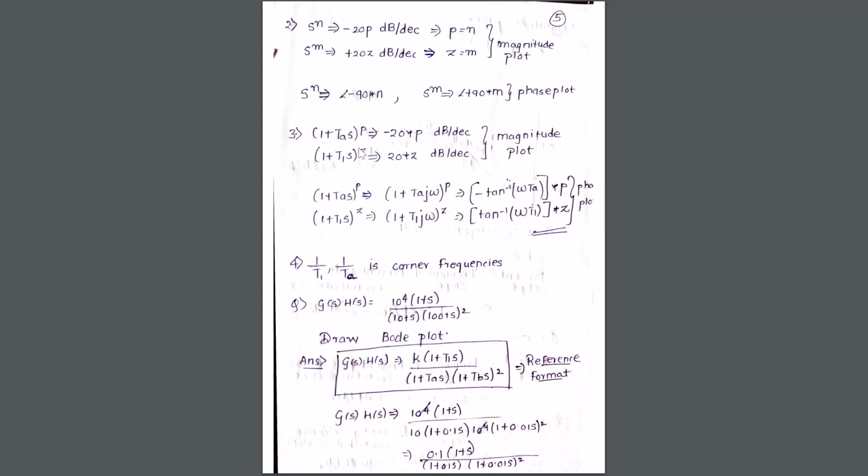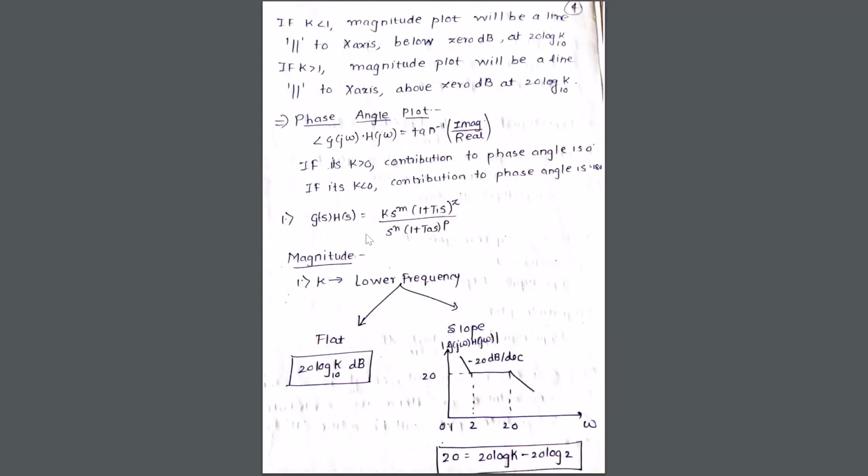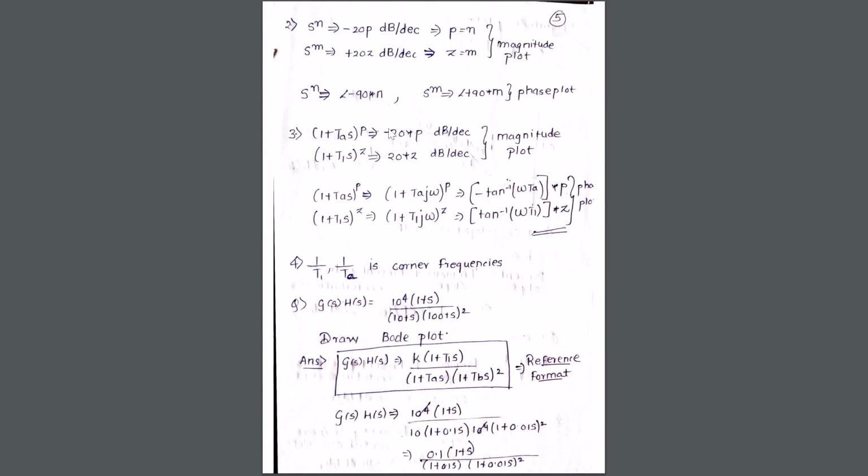Similarly, (1 + Ta s) raised to p, that is this particular factor, is given as minus 20 into p dB per decade, and (1 + T1 s) raised to z is given as 20 into z dB per decade. That is the magnitude plot. Similarly, for phase, (1 + Ta s) raised to p is given as (1 + Ta jω) raised to p, that is minus tan inverse of ω Ta into p, where p indicates the number of poles. Then you have tan inverse of ω T1 into z, where z indicates the number of zeros, that is raised to z. I hope I am very clear to you.